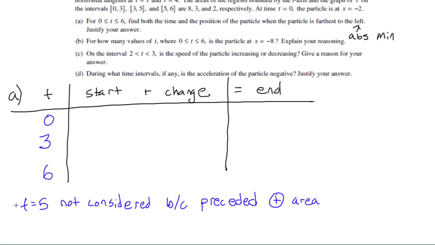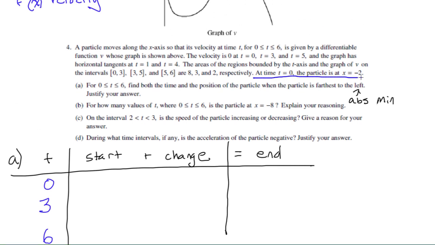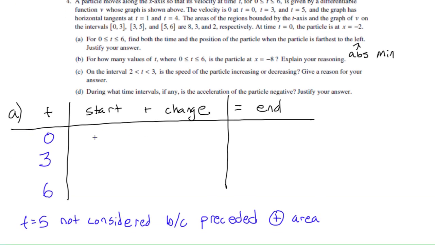All right, so our integral is going to be from 0 to 0. So what is our start value? Time is 0, and the position is negative 2. So negative 2 is our start value. Okay, change. What is our change? The integral from 0 to 0 for that one, plus the integral from 0 to 3, plus the integral from 0 to 6.